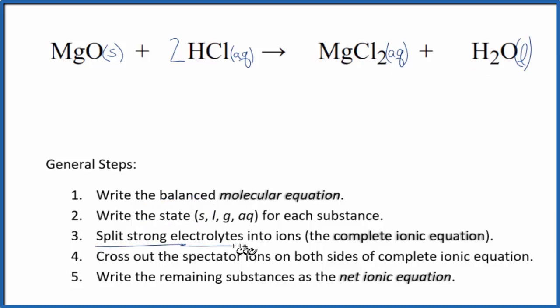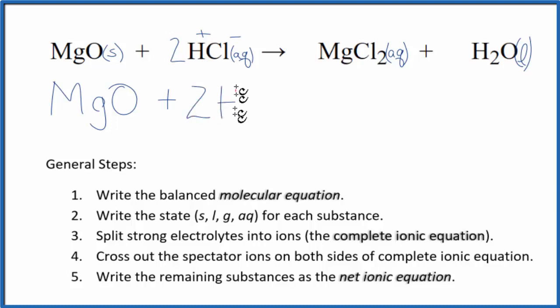Now we can split the strong electrolytes into their ions. That'll be the complete ionic equation. So MgO, that's a solid. So we're just going to leave that together. We don't split solids apart in net ionic equations. I'll write the states at the end. Plus hydrogen, group 1 on the periodic table, is 1 plus, and the chloride ion 1 minus. I have 2 hydrogen ions, and then that 2 goes to everything here. I have 2 chloride ions. So those are the reactants in our net ionic equation.